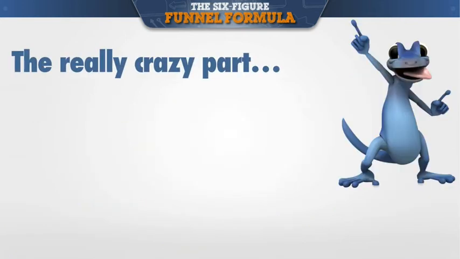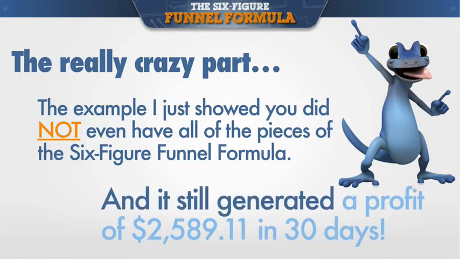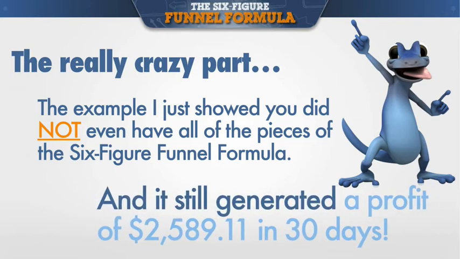Now, the really crazy part is that I stopped showing you this funnel at the reverse add-on page because, well, that's all I started with. The example I just showed you didn't even have all of the pieces of the six-figure funnel formula. There was no mid-tier add-on and no thank you page gift offer add-on, and it still generated a profit of $2,589.11 in 30 days. Not to mention, brought me over 1,608 new opt-ins, new prospects that I got to market other products to. And that's all from just one little partially completed funnel.